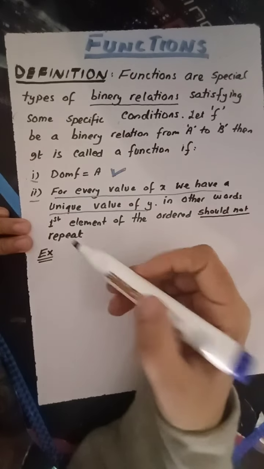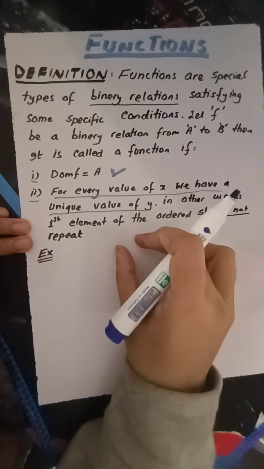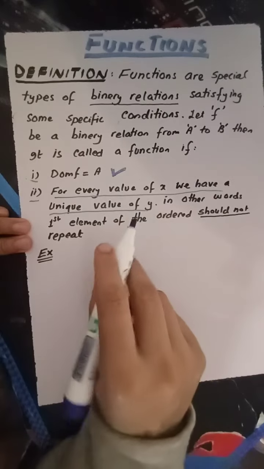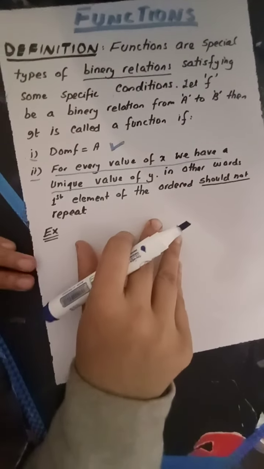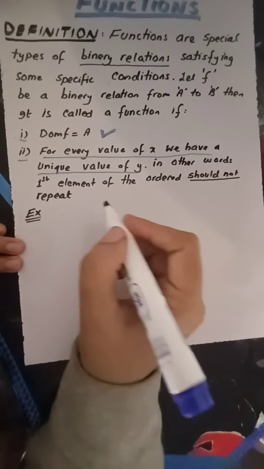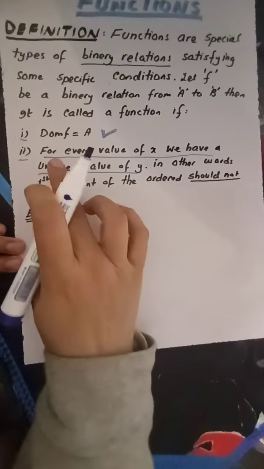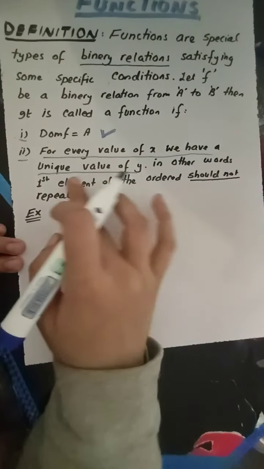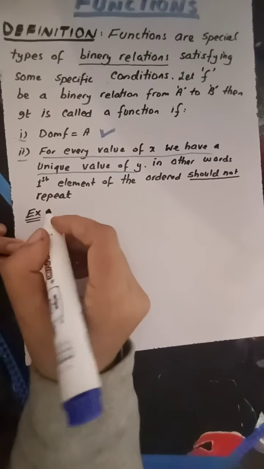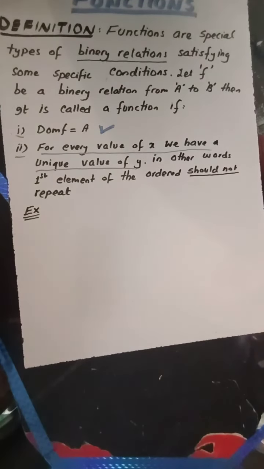So you observe the binary relation given to you, and check whether the first element of the ordered pairs is repeated or not. If it is not repeated, then it has a unique value of Y. We will understand this better when we do an example. Let me take an example.